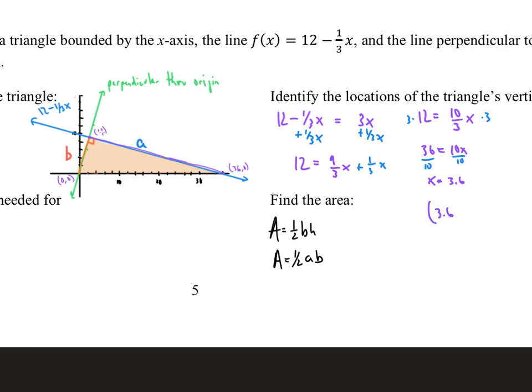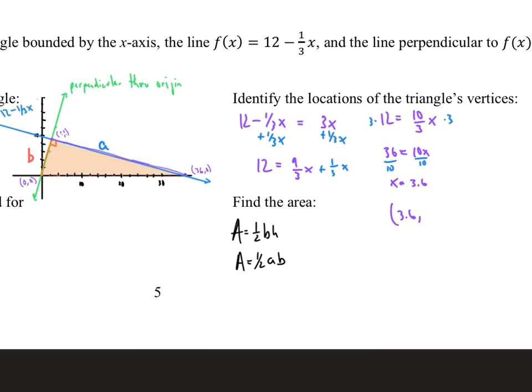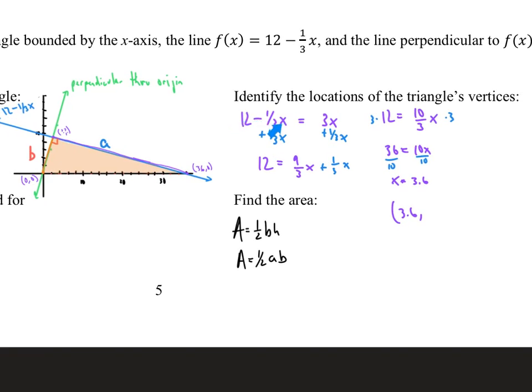That means I need to find the y value. So I can plug that back into either equation, 12 minus 1/3 x, or I can plug it back into 3x. I'm going to do that since that's easier. 3x, my x value being 3.6, which would be 3 times 3 is 9, 3 times 0.6 is 1.8, so that'd be equal to 10.8. So that's the location of that point. So I'm going to call that x1, y1, there we go.